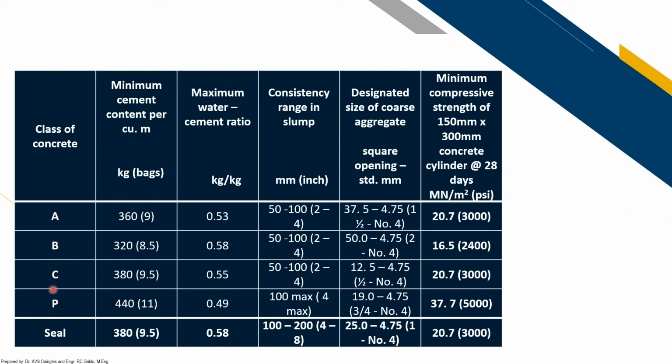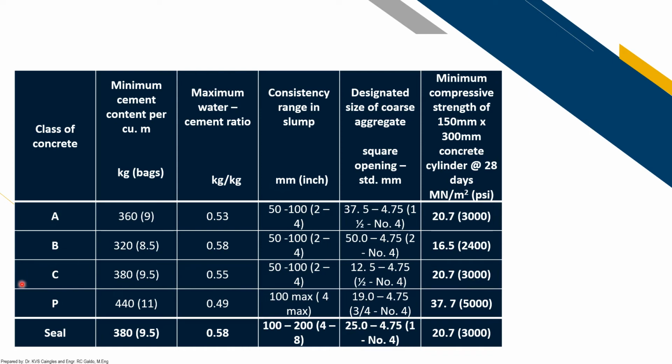Okay, next is your class C concrete. Ang iyang minimum cement content per cubic meter is 9.5 bags or 380 kilogram. So when you say class C concrete, usually ang iyang composition ana is 9.5 ka bags per cubic meter. And then iyang maximum water cement ratio is 0.55, and then same ra gihapon ang iyang slump, which is nag-range sa 2 to 4 inches. And then ang designated nga size for coarse aggregate, and when you say class C, 3,000 psi gihapon ang iyang design strength at 28 day.